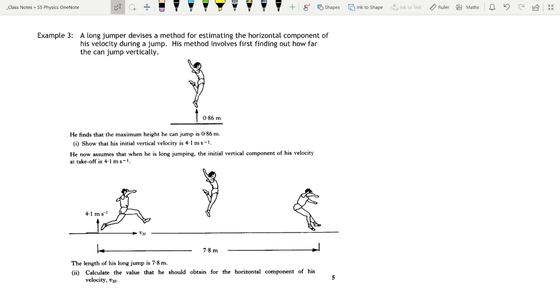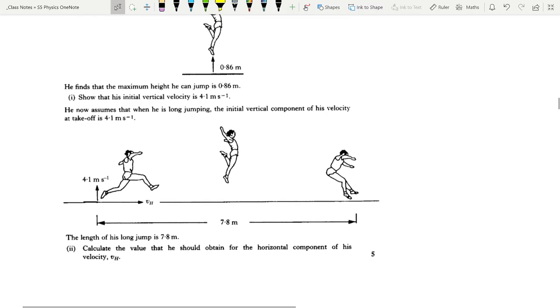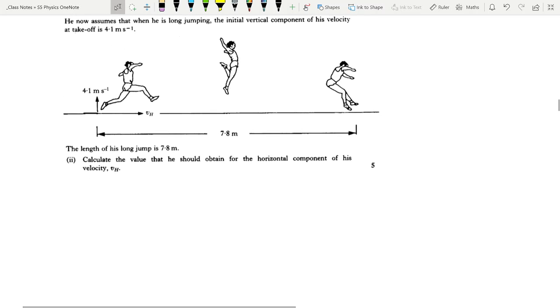A long jumper devises a method for estimating the horizontal component of his velocity during a jump. His method involves first finding out how far he can jump vertically. He finds that the maximum height he can jump is 0.86 meters. Show that his initial vertical velocity is 4.1 meters per second. You've got quite a lot of space for this, so you can spread out. So we'll do part 1 down here.